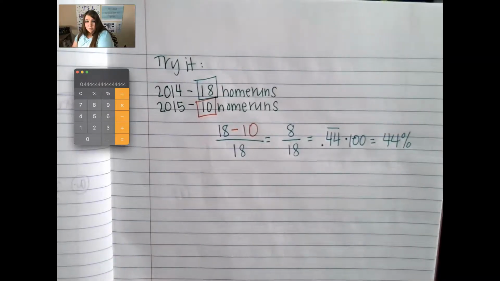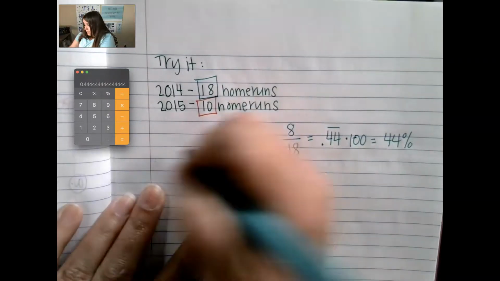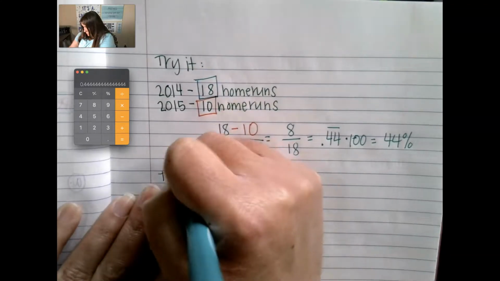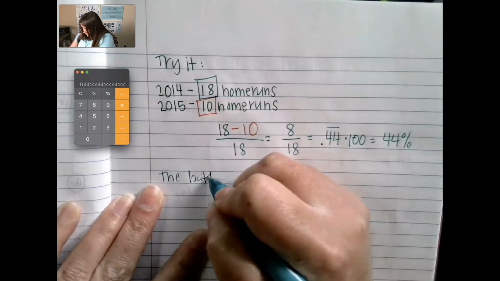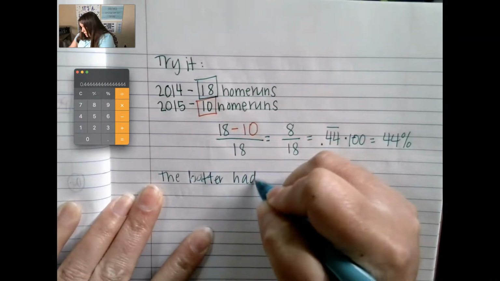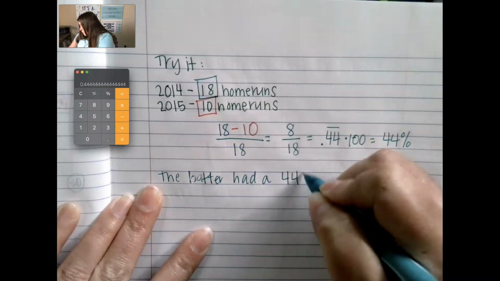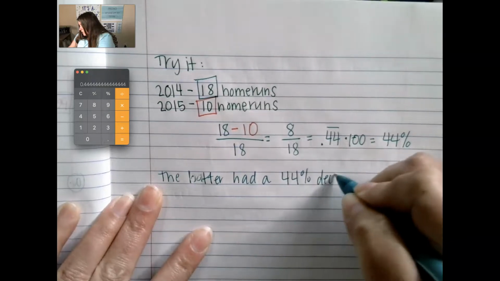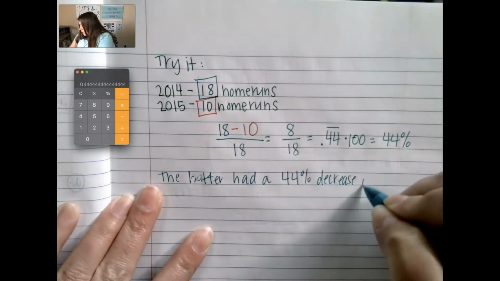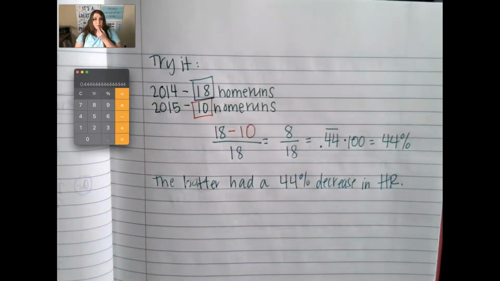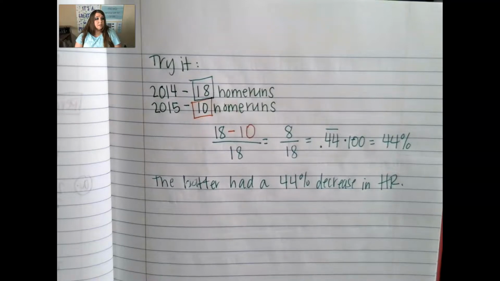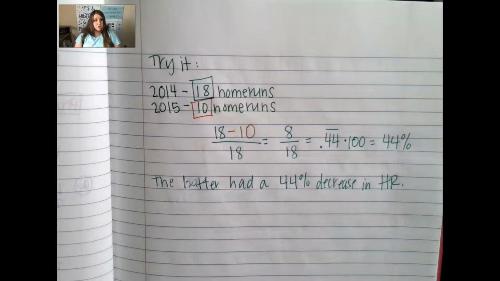Okay, 44%. So, the batter had a 44% decrease in home runs. 44% decrease in home runs. All right, go ahead now and answer your essential question.